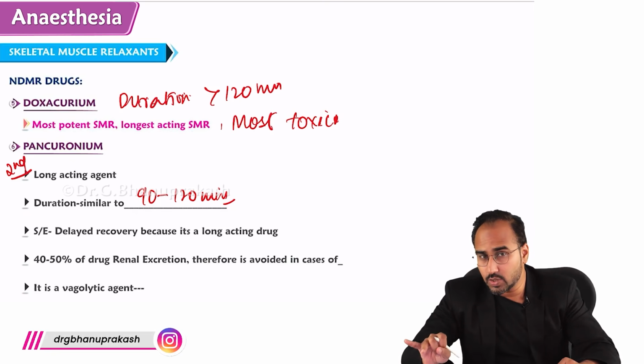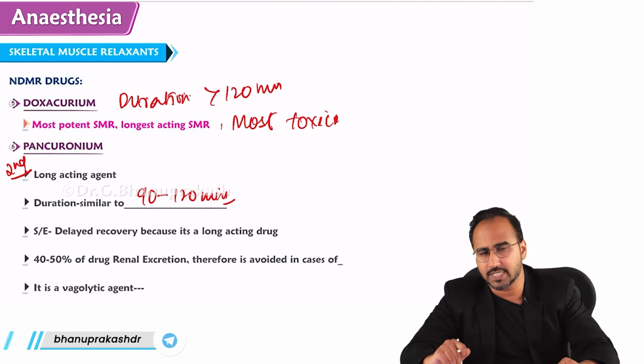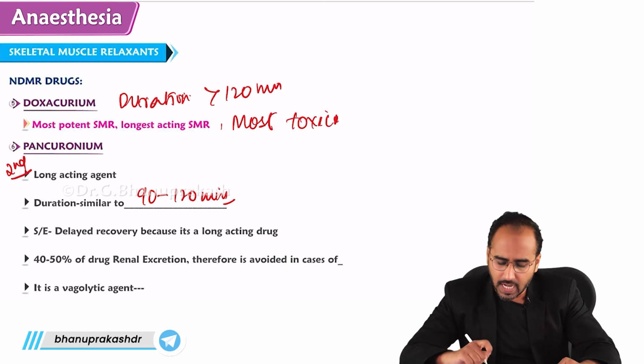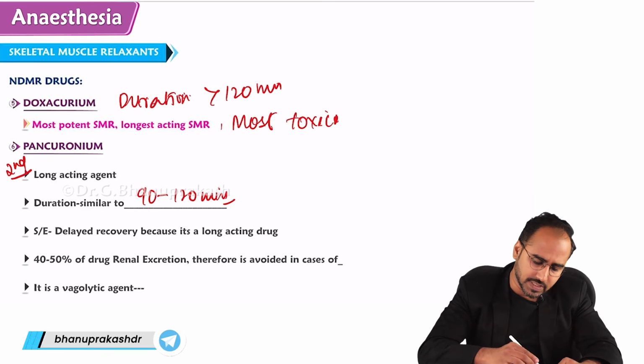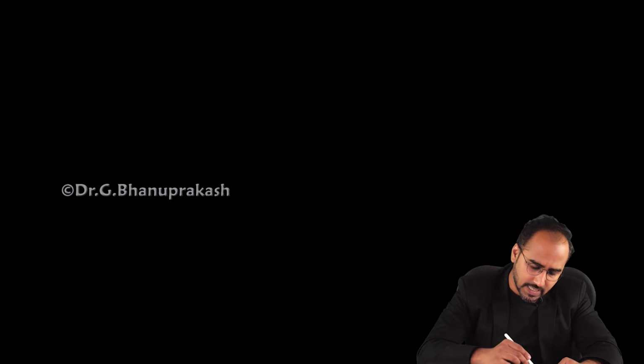Next, Pancuronium causes a side effect called delayed recovery. Last, Pancuronium is contraindicated in renal failure as it is having maximum renal excretion. All these three are MCQs of Pancuronium. How will we remember those? Remember, guys, Pancuronium starts with what alphabet?